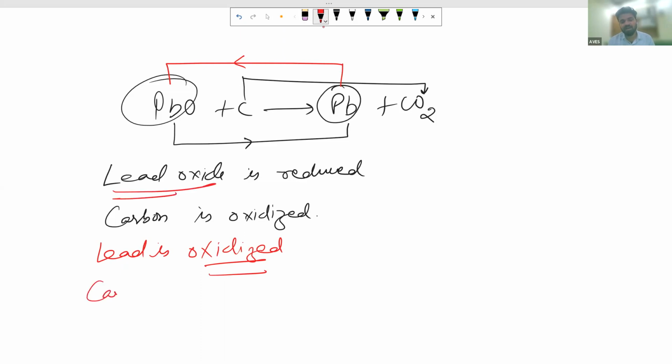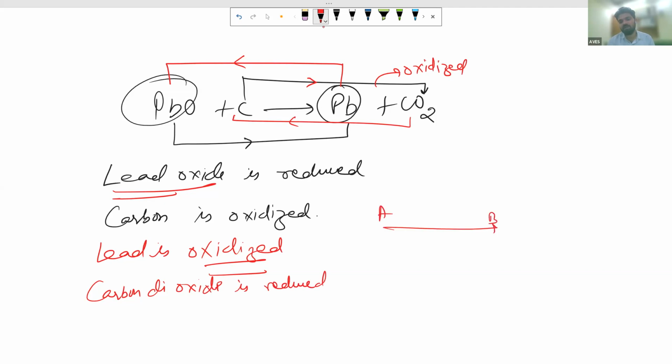If it asks you whether carbon dioxide is oxidized or reduced: carbon is oxidized. From here to here, carbon is getting oxygen, so carbon is oxidized. Opposite to this one will be reduced, so carbon dioxide is reduced. It is simple: if from A to B is oxidation, then from B to A will be reduction. Got it?